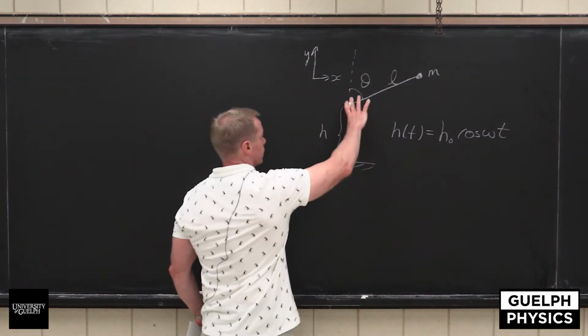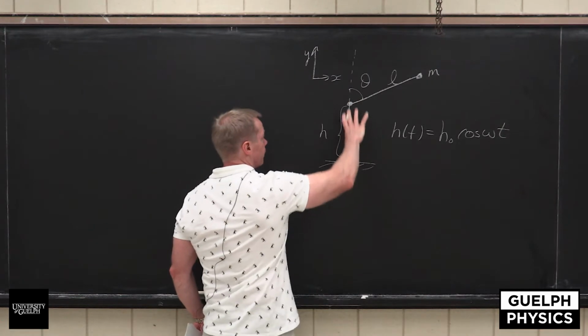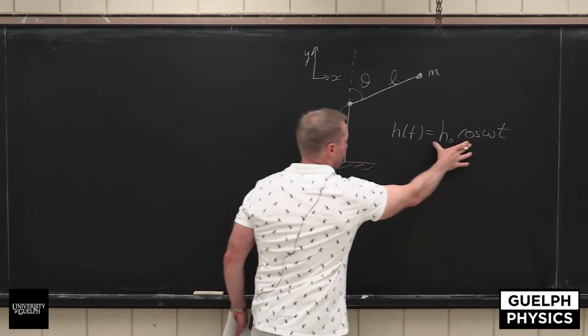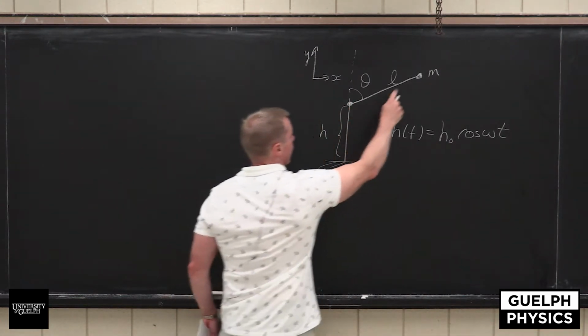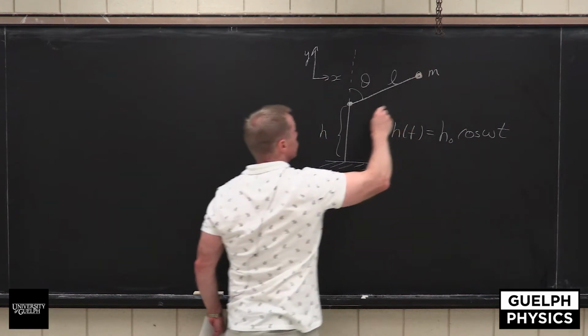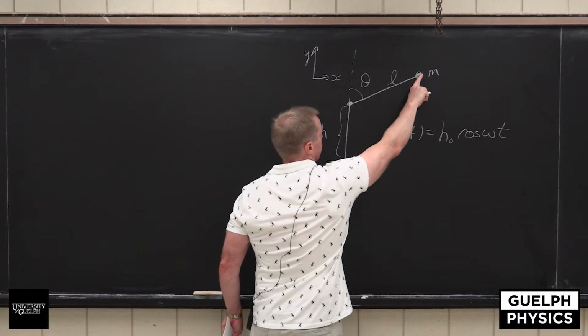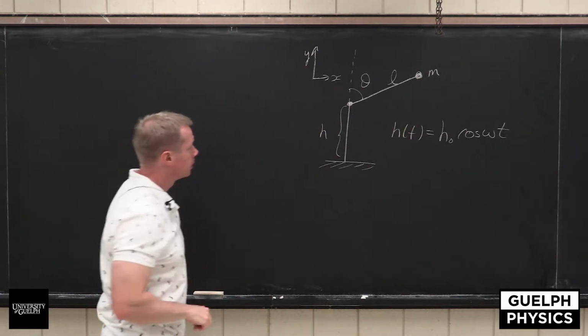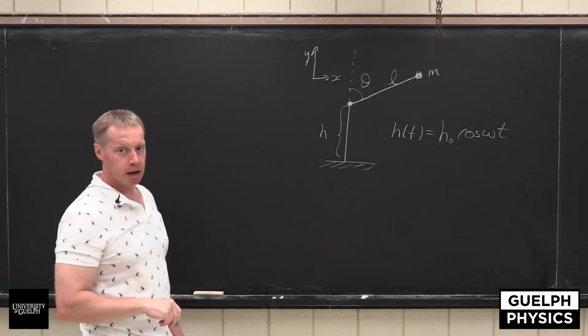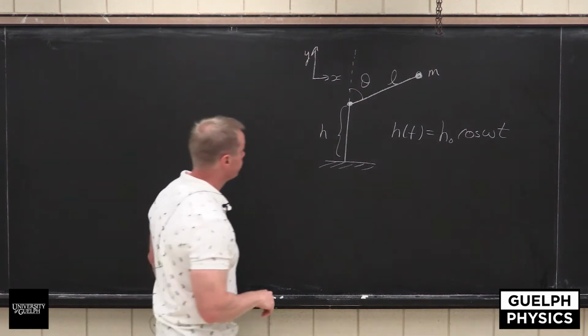And so this shaft, the length oscillates according to this equation, and then we have this pendulum. So this is a free pivot point, mass on length L. And now we're going to analyze this system.